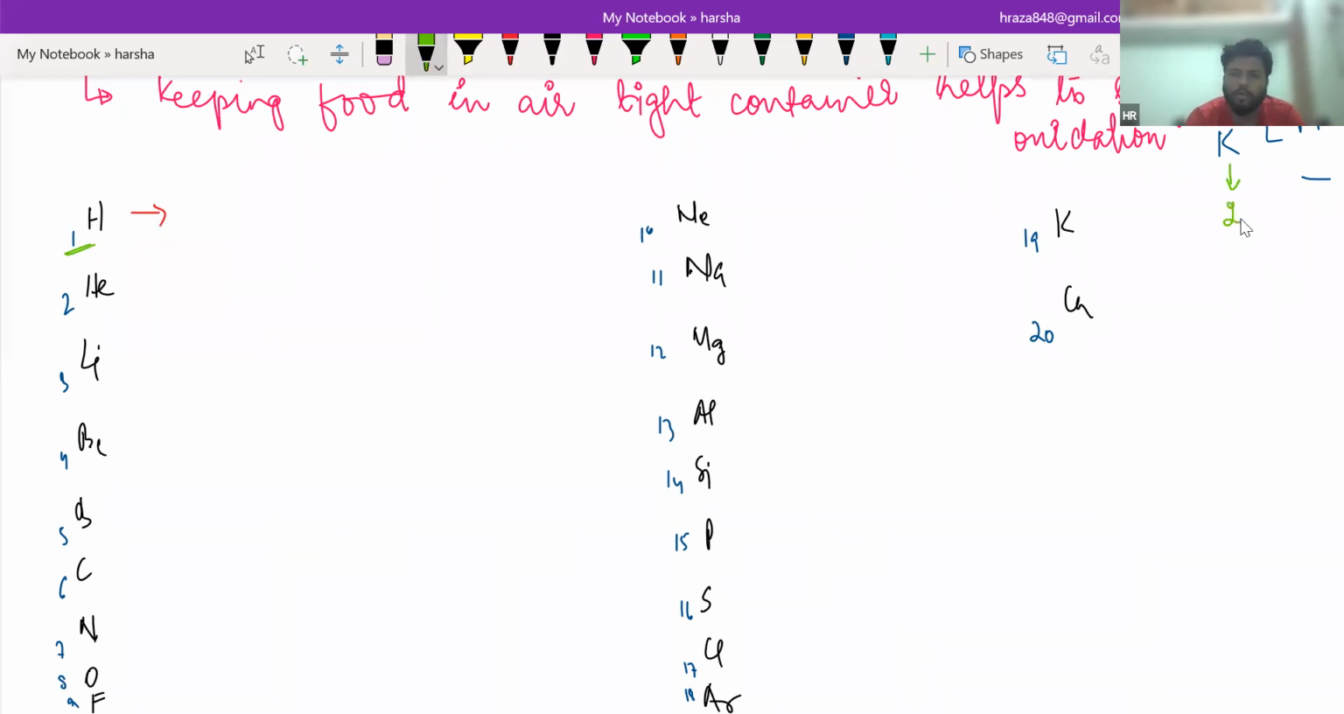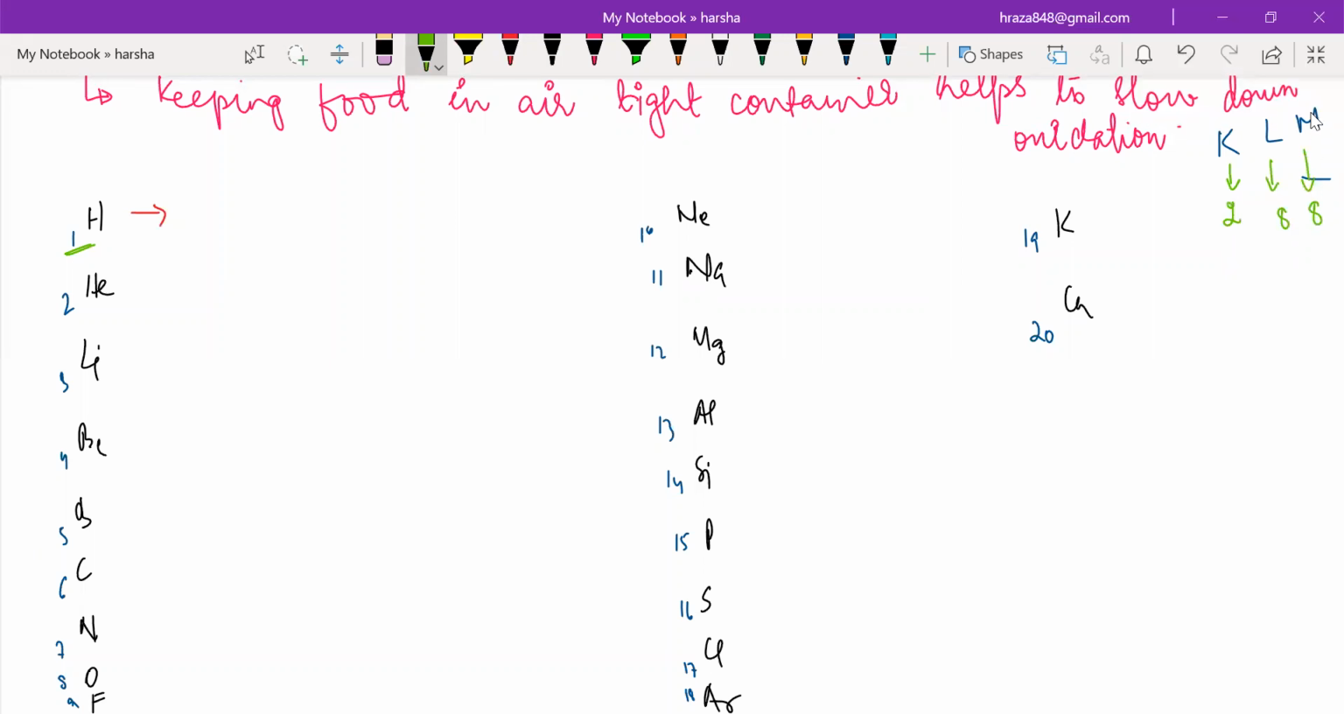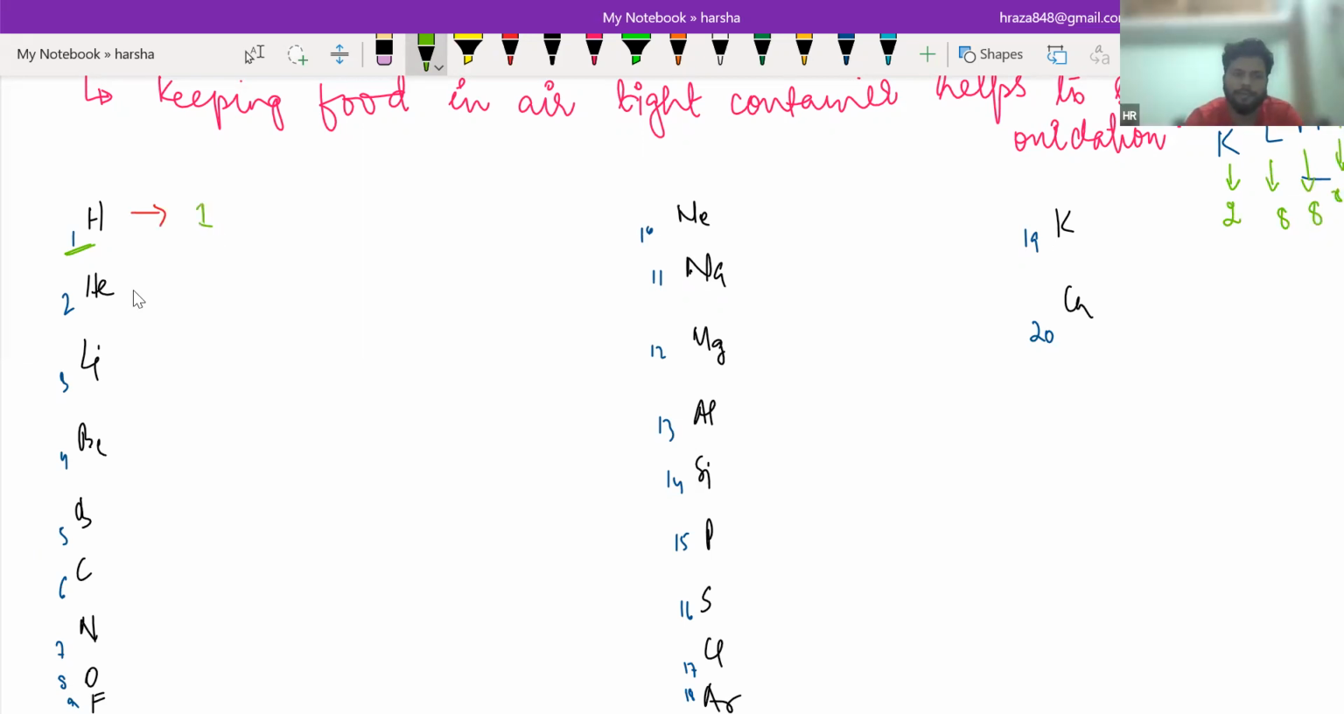In the first shell, only 2 electrons will go. In the second shell, 8 electrons will go. In the third shell, 8 electrons will go. And in the fourth shell, 8 electrons will go. But it has only 1 electron, that means 1. It has 2 electrons, 2. It has 3 electrons. In the first shell, only 2 can go, and in the second shell, maximum 8 can go, but it has only 1.